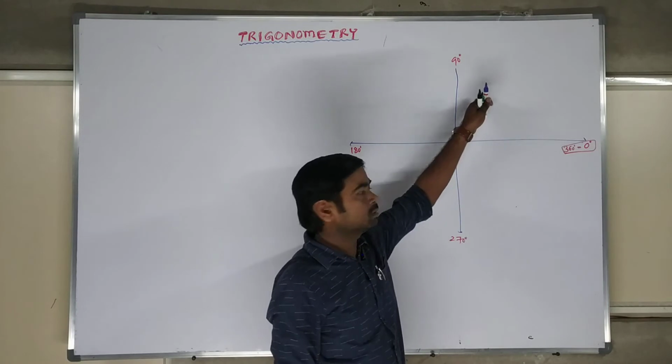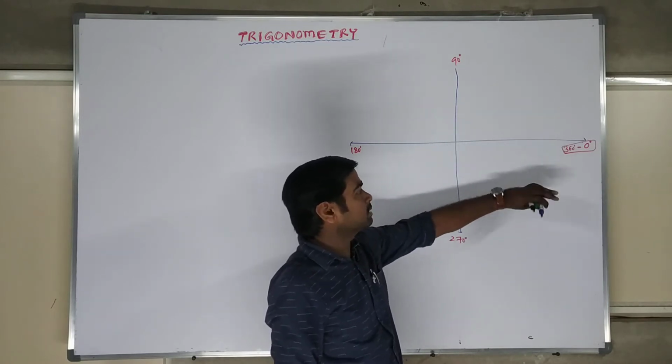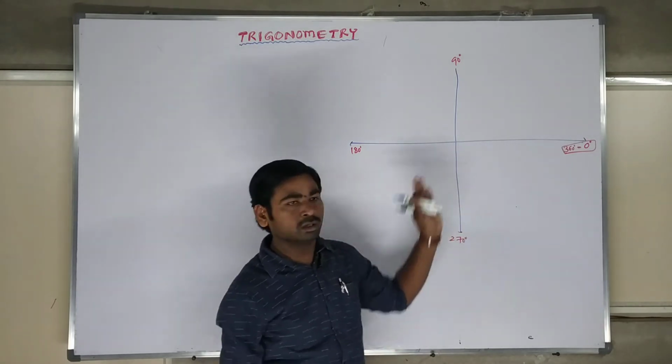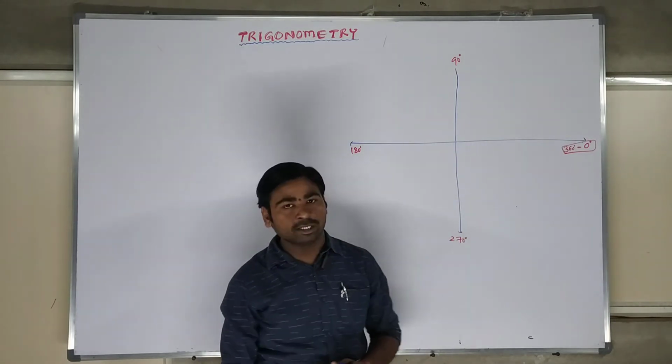If you go further, again 360 plus 90, the 450 will come. Similarly 420 will come. Keep on going like this. This is how angle rotation is expressed.